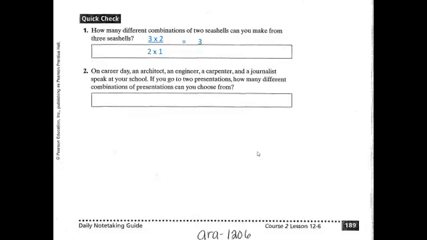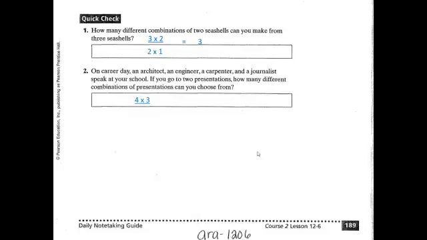Now we're going to take a look at another example. On career day, an architect, an engineer, a carpenter, and a journalist speak at your school. If you go to 2 presentations, how many different combinations of presentations can you choose from? Now, since it really doesn't matter if you go to the architect first and then the carpenter, or the carpenter and the architect, that's why we have to do a combination. So you're going to 2 presentations. So if you do the total, you're going to have 4 presentations times 3 presentations for your 2 presentations.